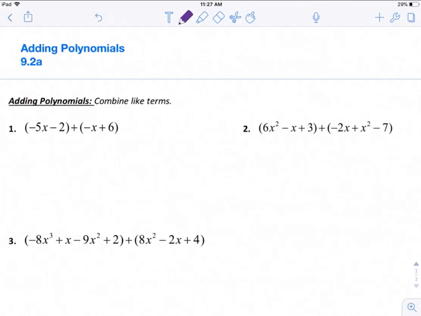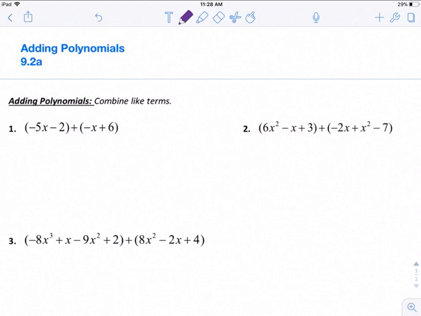Okay, on this next one, we're going to add polynomials. 9.2 on the notes is actually adding and subtracting polynomials. Subtracting is a little bit more difficult, so I wanted to just start with adding. The most important part of adding polynomials is to combine like terms and also to line up what we've got, and I will show you how we do that.